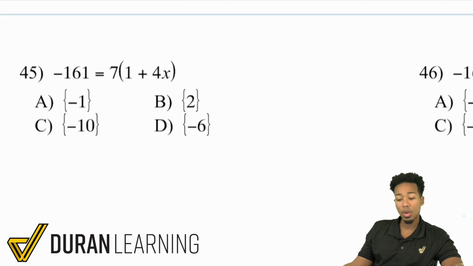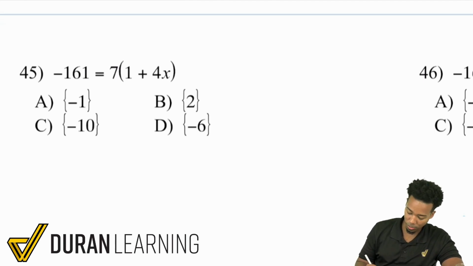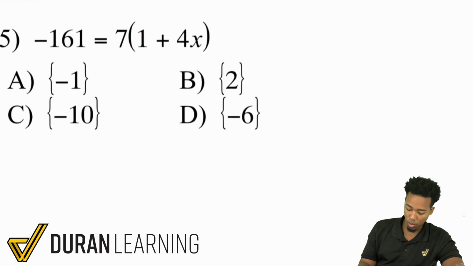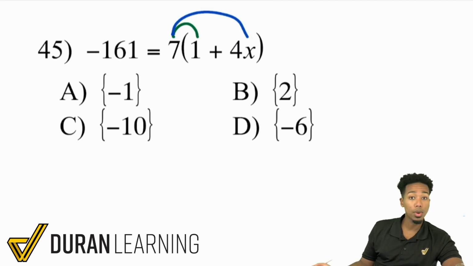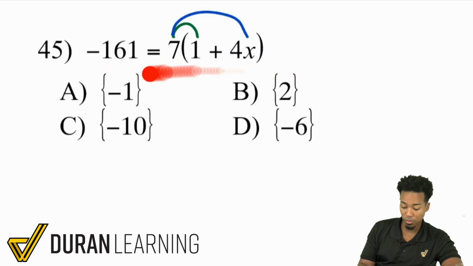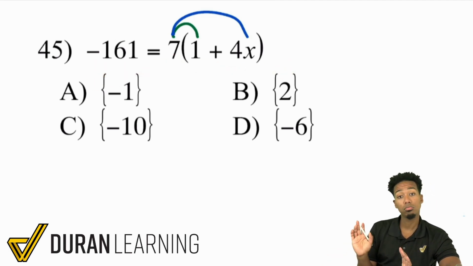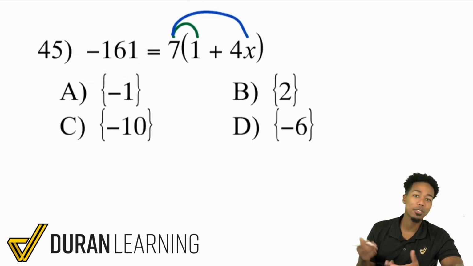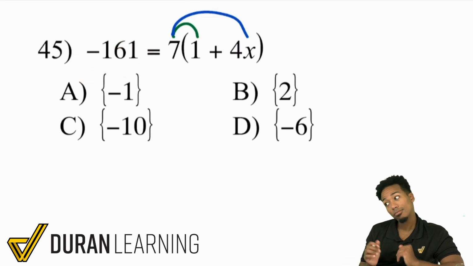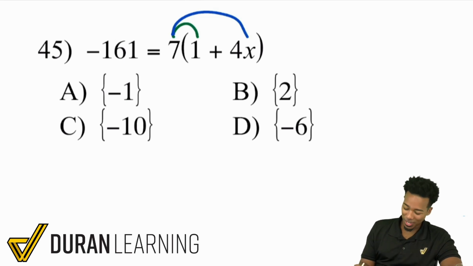So with number 45, what we got going on here is we have ourselves negative 161 equals 7 times 1 plus 4x. So what I'll go ahead and do here is I will distribute that 7 into both of the terms inside the parentheses. Another way that we could do this is, notice, if we wanted to get rid of that 7 altogether, we could just divide both sides by 7. We absolutely could. You would just have to know what 161 divided by 7 is off the top of your head, which you might be able to figure out. So with that said, let's distribute here.